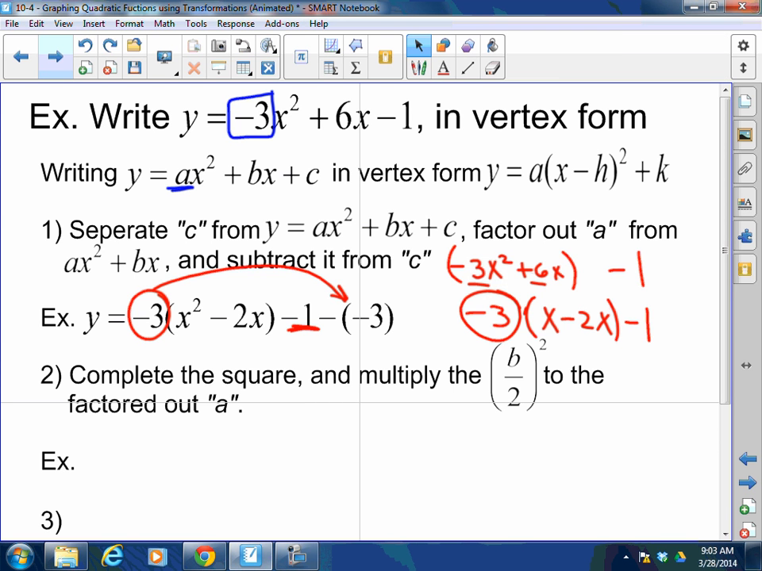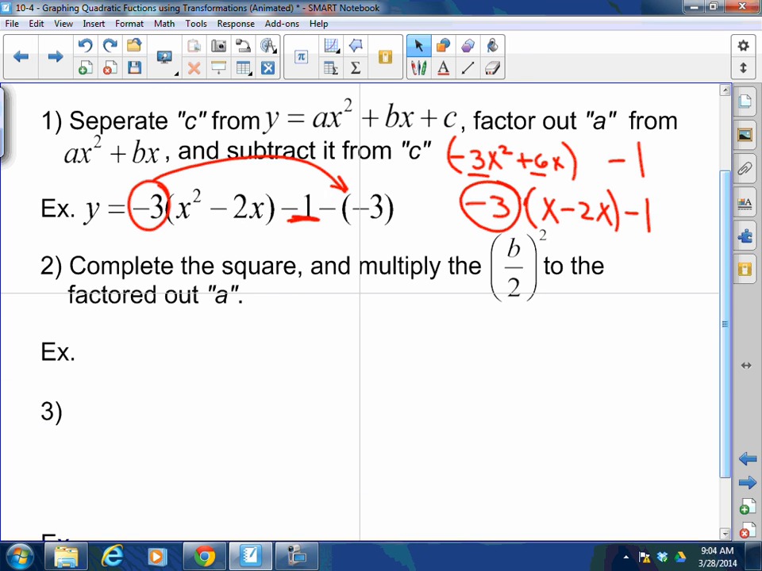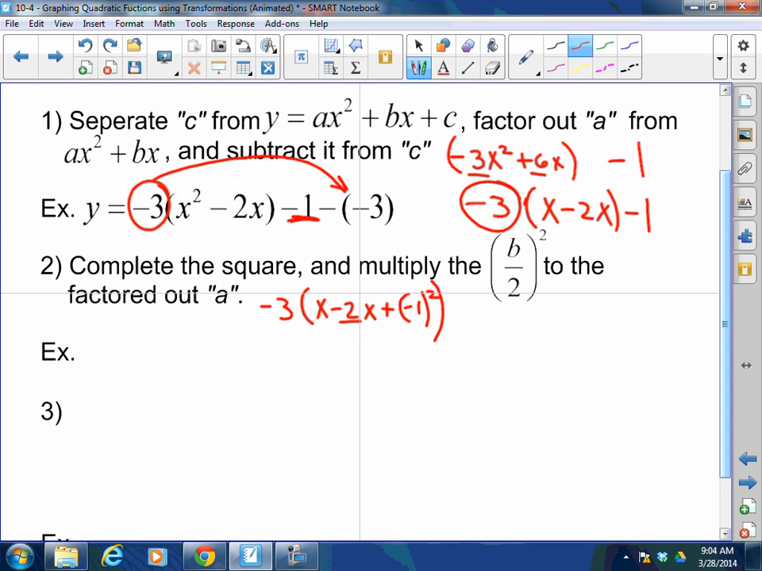Complete the square and multiply the b over 2 squared by the a that you factored out. So what am I talking about? I've got right now negative 3 times x squared minus 2x. My b is negative 2. b over 2 is negative 1, which I'm going to square. I have my minus 1, which was the c that I pulled out. I have minus my negative 3, which is the a I factored out, times the b over 2 squared.